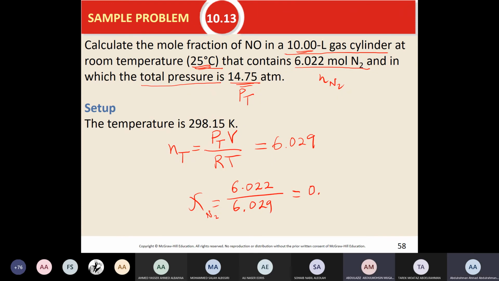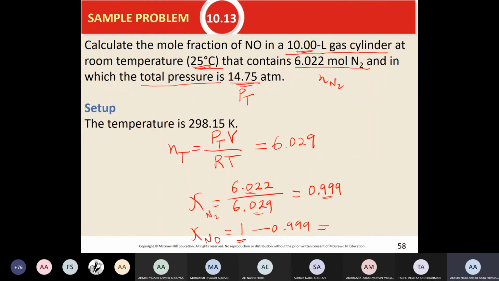Divide 6.022 divided by 6.029. But aren't we supposed to find it for NO? Just a second. We'll do it. Divide this number by this number. Do you have this number? Yes, doctor. Okay. What is the mole fraction for NO? 1 minus 0.999, because the total mole fraction of all the gases must be 1.